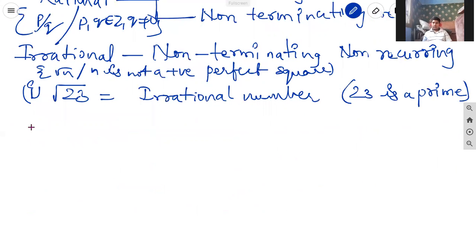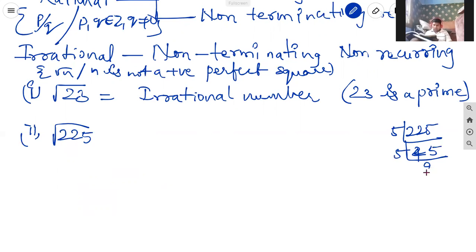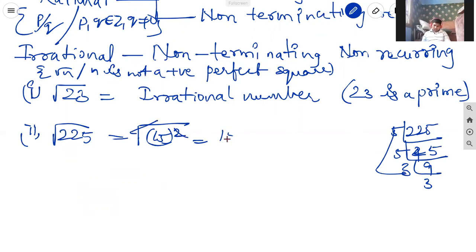Next, second one, root 225. Here you take the prime factorization, 5 fours are 20, 5 fives are 25, 5 nines are 45, 3 threes are 9. So we can write it as under root of 15 square, square and root cancel, it is equal to 15. 15 is clearly a rational number. Why? This can be expressed in the form of P by Q, Q equal to 1.